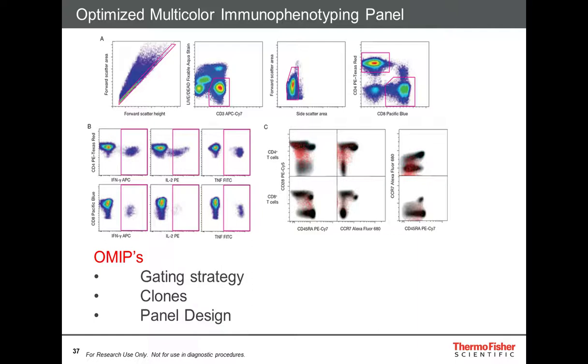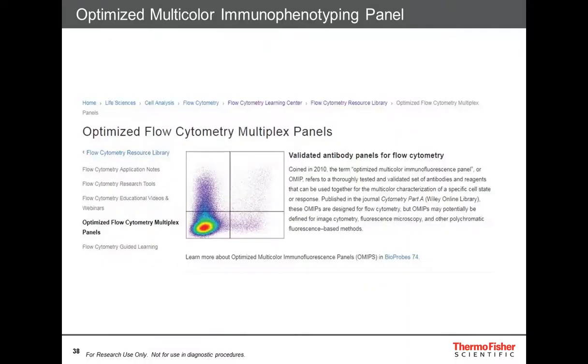I gate first on my doublets. I gate second on my dump channel and viability dye. I use different types of plots. I use maybe a plot that shows me some backgating that I did. So it's really, really critical that you can use these as a reference.